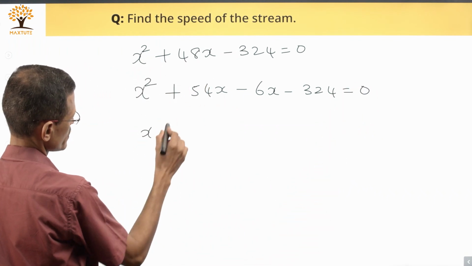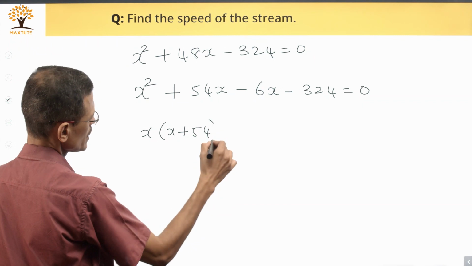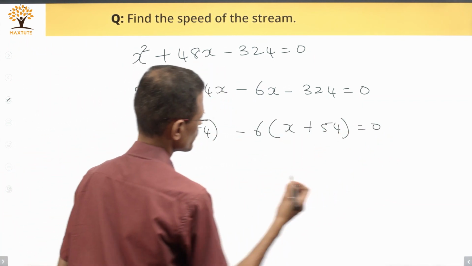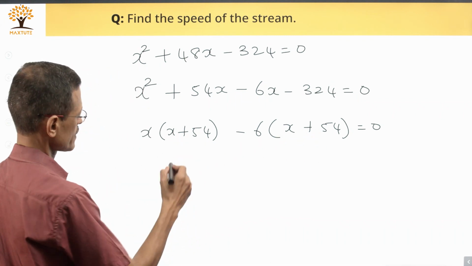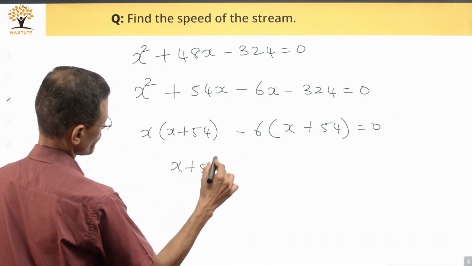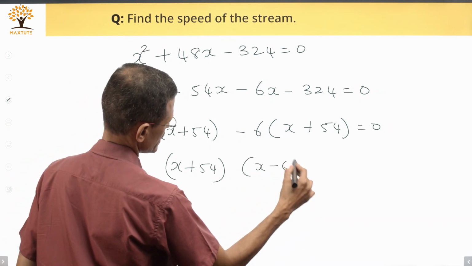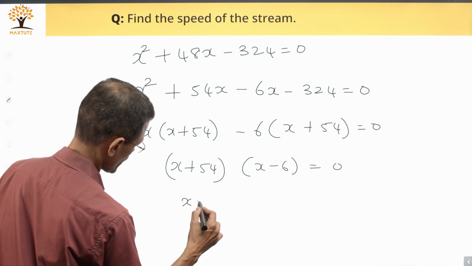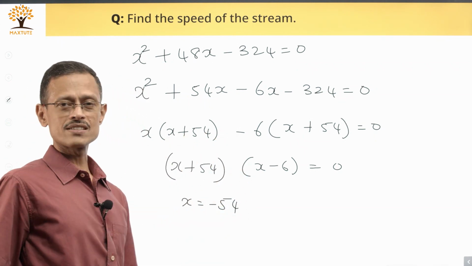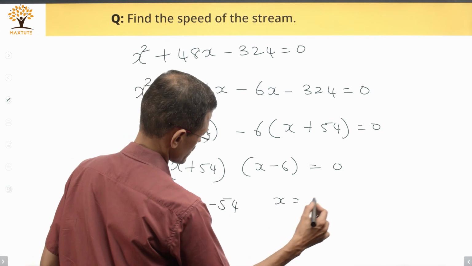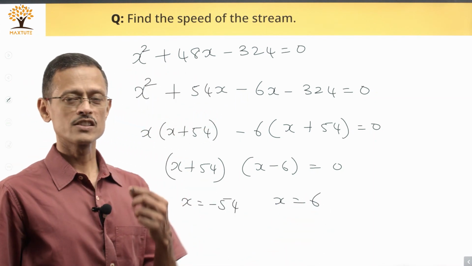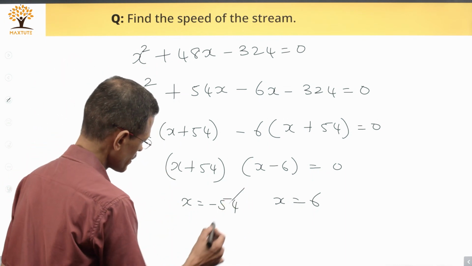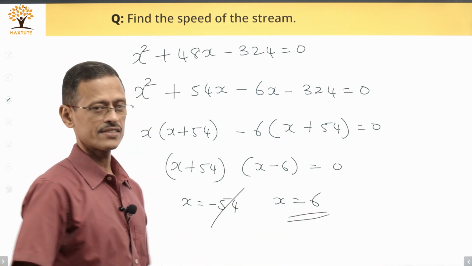x common from the first and second term, x plus 54, minus 6 common from the third and the fourth term, which is again x plus 54 is equal to 0. x plus 54 is common to both these parts, take it common. So, x plus 54 times x minus 6 is equal to 0. If x plus 54 is equal to 0, x becomes minus 54. If x minus 6 is equal to 0, then x becomes plus 6. What is x? x is the speed of the stream, which is what we need to find out. Speeds cannot be negative, so x cannot be minus 54. x is equal to 6 is the answer to this question.